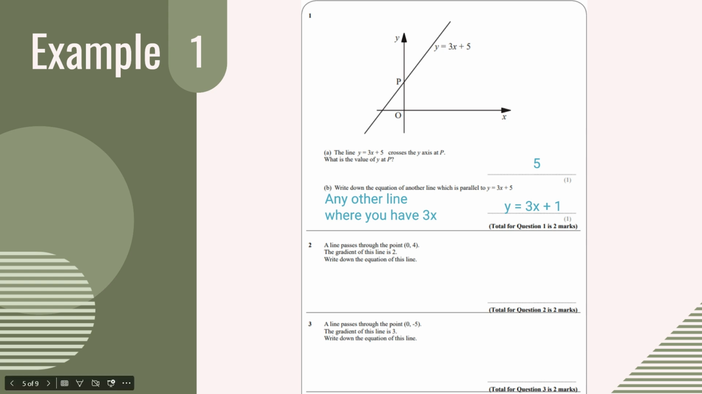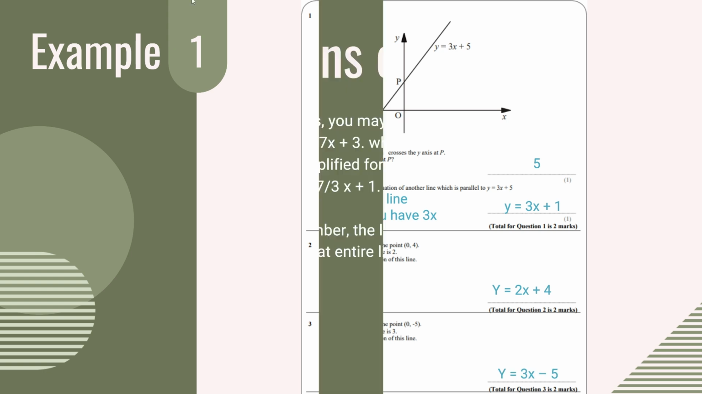In our second question, a line passes through the point 0, 4. The gradient of the line is 2. Write down the equation of the line. As we can see, the coordinate 0, 4 means it crosses the y-axis at 4, so we simply write y equals 2x plus 4, as the gradient is 2. Our third question, the line passes through the point 0, minus 5. The gradient of the line is 3. Write down the equation of this line. As we can see, it crosses the y-axis at minus 5, so it's y equals 3x minus 5.